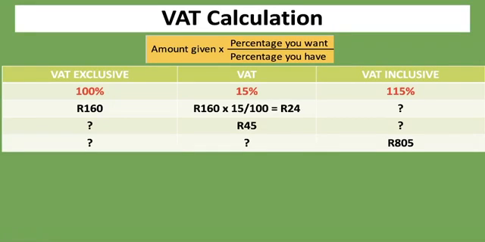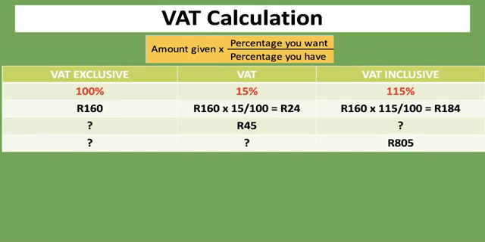What about VAT inclusive? Well, we'll take the 160 Rand multiplied by the percentage that we want, which is the 115%, and we divide that by the percentage that we have, which is the 100%, and it gives us an answer of 184 Rand. So you can see here that the denominator, the percentage that you have, is the one for the amount that you are given. Okay, let's move along. I hope you got that one correctly if you attempted the question.